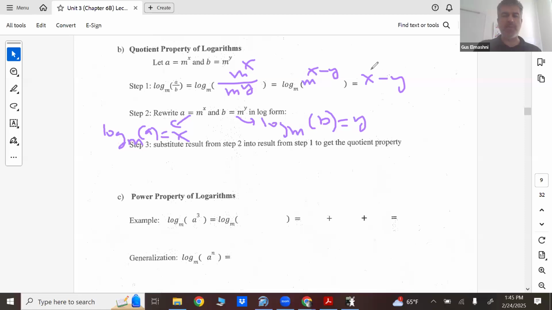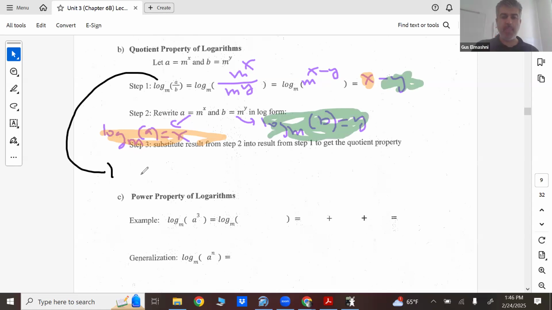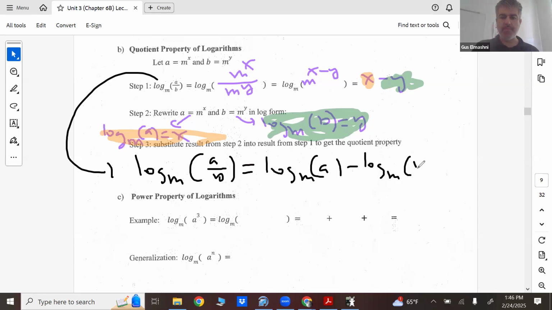Let me get a highlighter. This will help you guys. Those are the same, right? Let's use green. Those are the same, right? So if I simply replace X with its log and Y with its log, I will get the quotient property. So this right here, log base M of A over B equals log base M of A minus log base M of B.